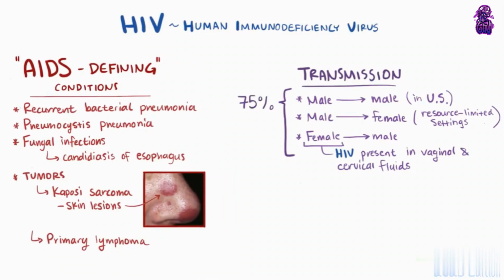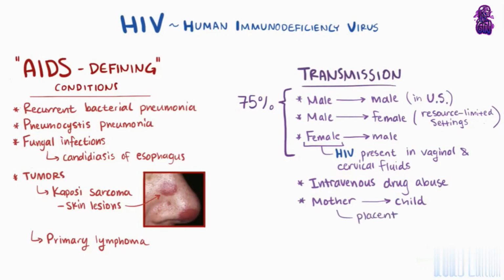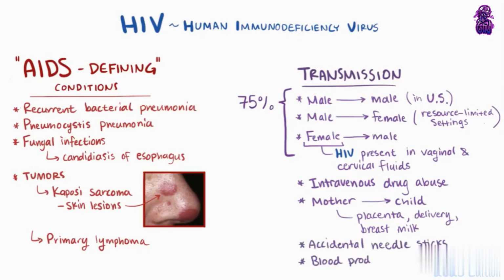The next most common means of transmission include things like intravenous drug abuse and mother-to-child transmission, which can be via the placenta, during delivery, or via breast milk. Other, much less common modes of transmission include accidental needle sticks and use of blood products like blood transfusions.